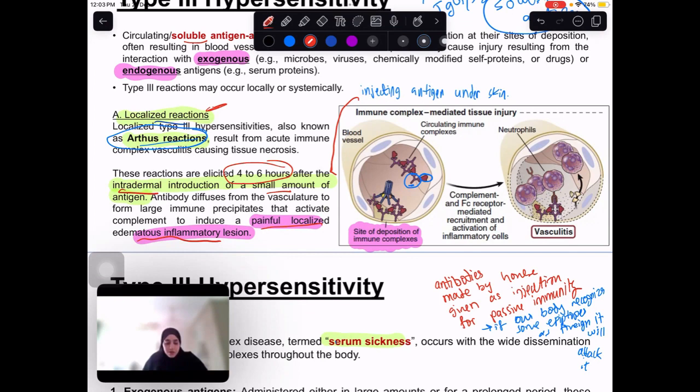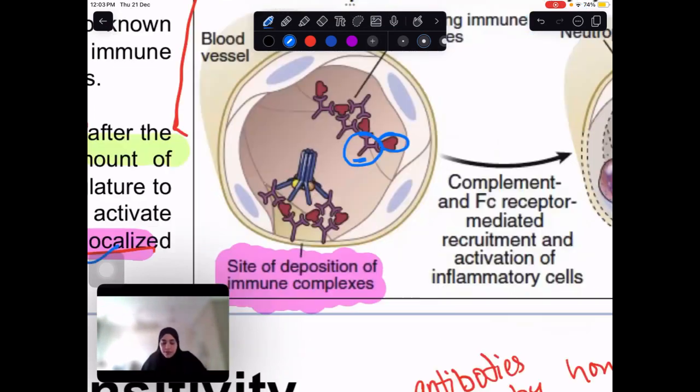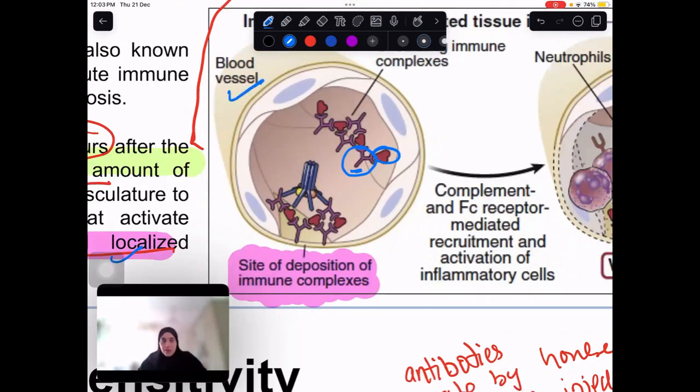What am I saying in localized? I'm just going to be seeing it on the skin. It's going to be painful, slightly raised, right? So this is what's mentioned: painful, localized, edematous, and it's a lesion, so slightly raised. In this case, as we can see, this is in the blood vessels, so already it was the soluble antigen. The antibody is binding to it, and because of this, it forms this complex and it starts to deposit.